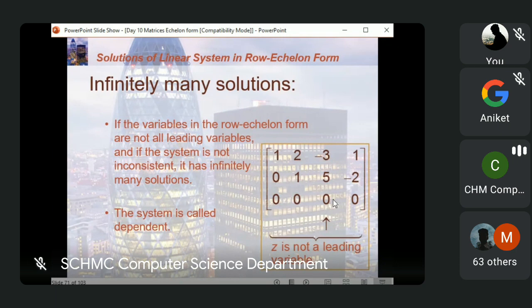For no solution, I should get a contradiction, 0 equal to a nonzero constant, but which is not there. So that possibility is also ruled out. The last possibility that remains is infinitely many solutions. Now you'll say, how do I get infinitely many solutions? Please note, if I write down these two systems of linear equations in terms of x, y, and z, what will I get?